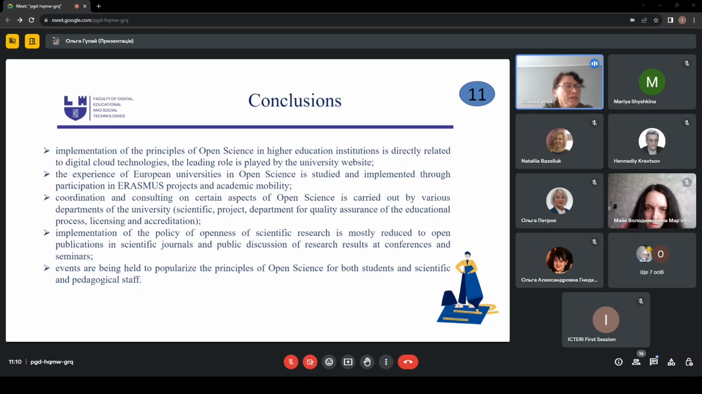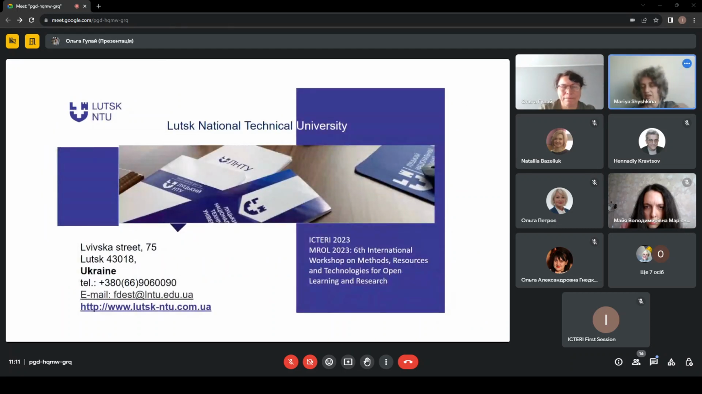Implementation of the policy of openness of scientific research is mostly reduced to open publication in scientific journals and publication discussion of research results and concerns and seminars. Events are being held to popularize the principle of open science for both student and scientific and pedagogical staff. Such, the principle of open science contribute to creation an innovative, open, virtuous, and competitive educational space. Thank you for attention.